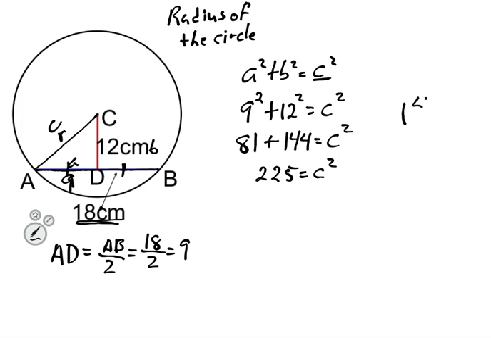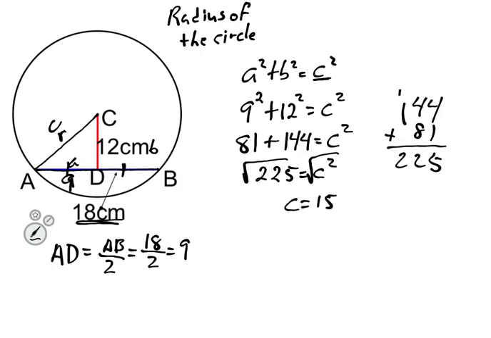Let me double check that. 5, 8, and 4 is 12. 1. Yes, 225. Once again, now I simply take the square root of both sides, and c is equal to 15.